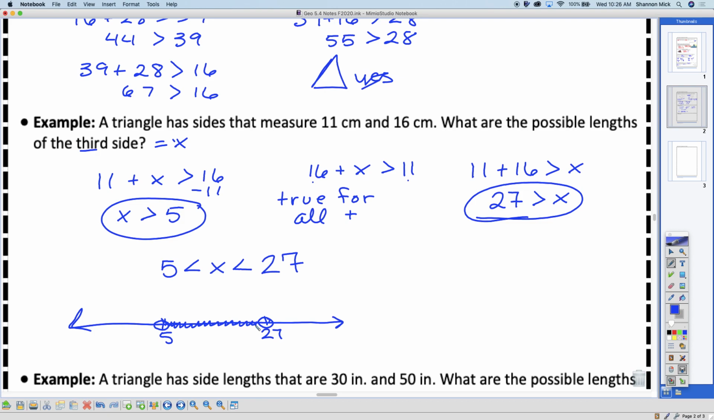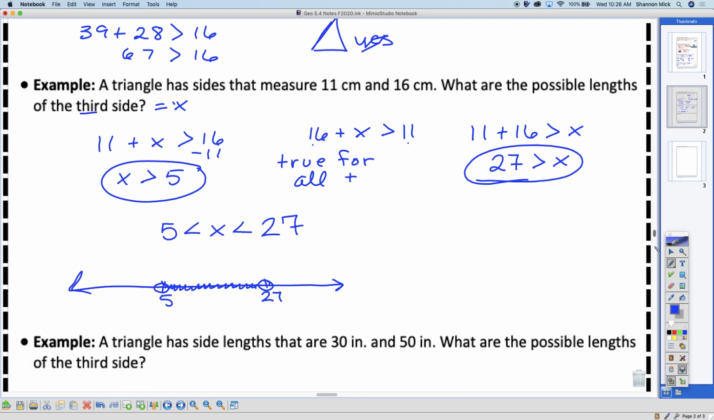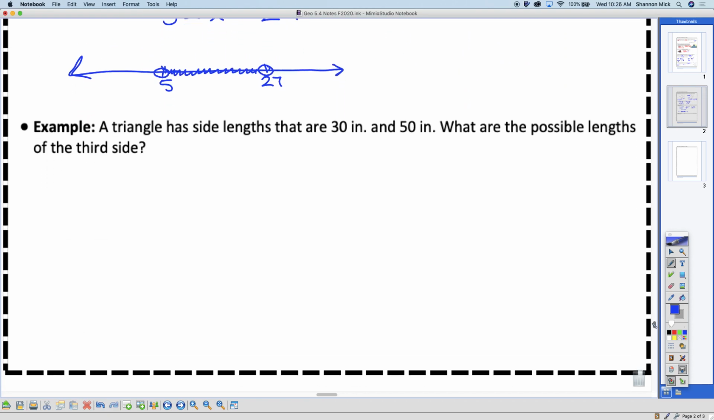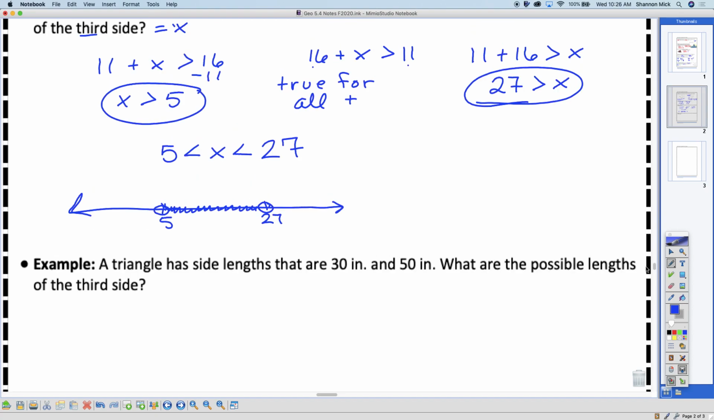We can't have negative side lengths. Can't have negative measurements. Okay, so we're going to do one more. Oh wait, did the last one have a label we needed to use? Centimeters, so we need to put centimeters here, yeah? I forgot my label.